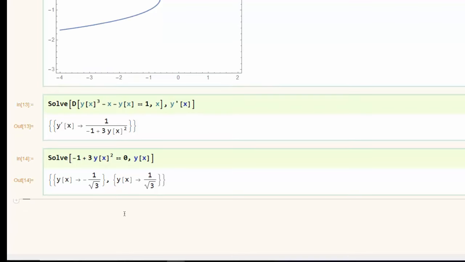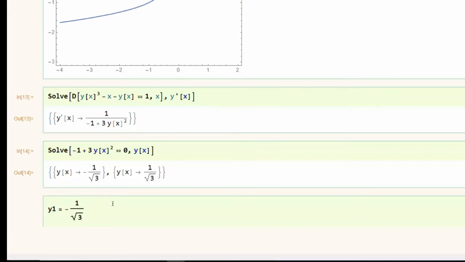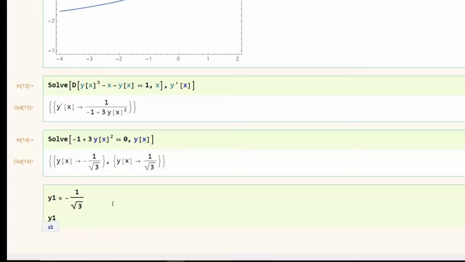It turns out there are two y values that will lead to a vertical tangent line, an undefined slope, these two y values. Now, there are a couple of ways I can pull out these results. One thing I could do is define my first y value to be this one, and I could just copy and paste these in. That is certainly a good approach. So I'll define a y1 and a y2, and just store these y values.